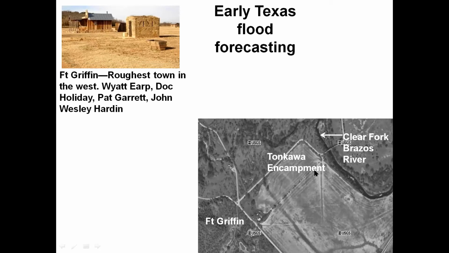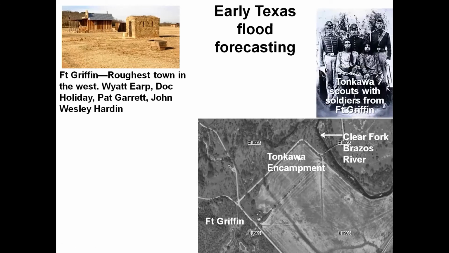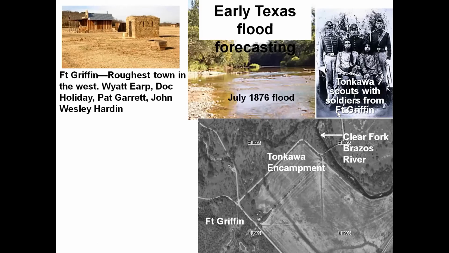There was a Native American tribe called the Tonkawa that were encamped, that lived near the river. They used the river for the water source, of course. And they were a friendly tribe. Many of the Tonkawa natives served as scouts for the soldiers at Fort Griffin. Well, July 1876, there was a huge flood on the river. And I don't think that flood's been exceeded since then. But just prior to that flood, the chief moved the entire Tonkawa encampment to a nearby hilltop and avoided the flood just before it happened.